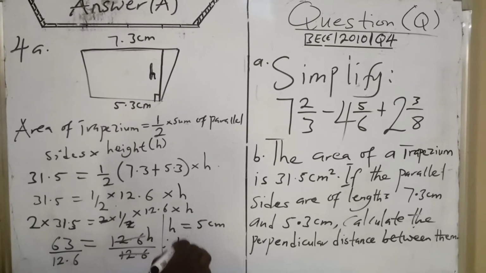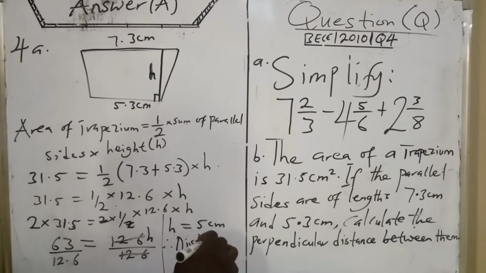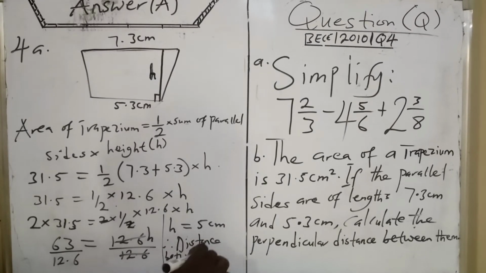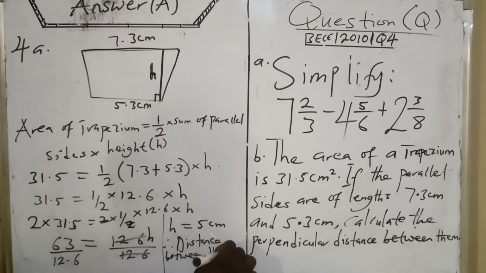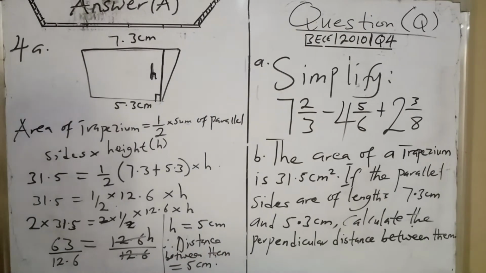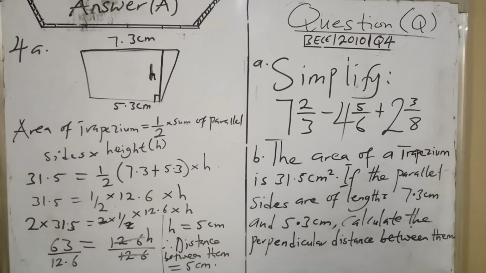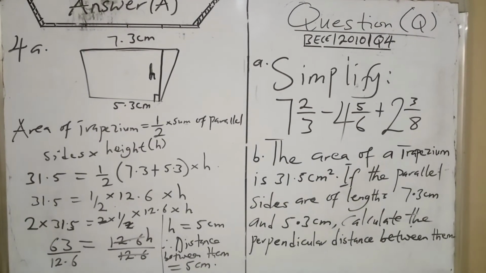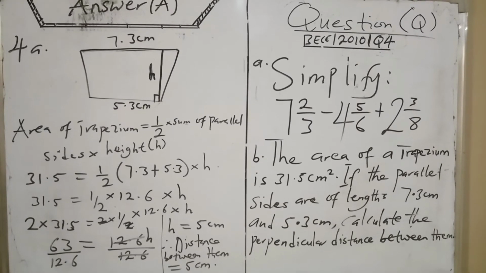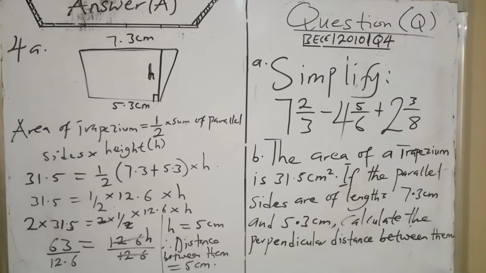So I'll just make a short note about the distance between them. When I say them, I'm referring to the parallel sides. So the distance between the parallel sides is 5 centimeters. And that answer is the second part of the question as well.